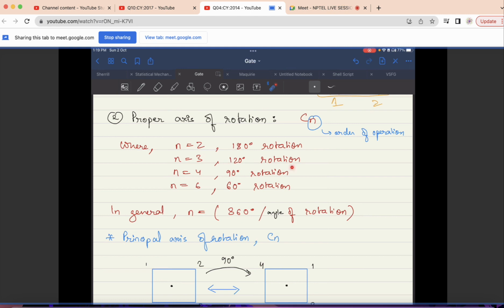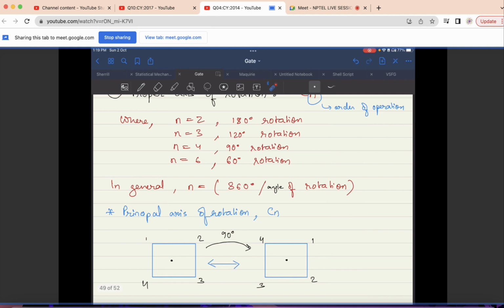For the 120-degree rotation that I was doing in the equilateral triangle you have seen, my order of operation was n equal to 3. Similarly, for 90 degrees and 60 degrees, we have n equal to 4 and 6. In general, n can be calculated as 360 degrees divided by the angle of rotation. For example, for 180 degrees, 360 divided by 180 gives n equal to 2. Correct? Now, the principal axis of rotation is again Cn.